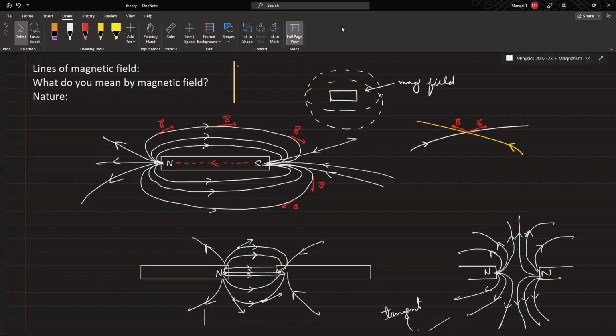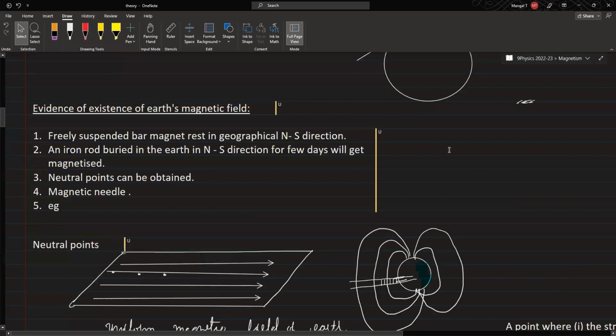Okay, we move ahead. The next topic is evidence of Earth's magnetic field. What evidence do you have that Earth has a magnetic field? Number one, a freely suspended bar magnet always points in the north-south direction, which is evidence for Earth's magnetic field. If you bury an iron rod inside the ground for a few days in the north-south direction, that iron rod gets magnetized. That is evidence that Earth has a magnetic field. The fact that bar magnets show neutral points is evidence that Earth has a magnetic field. And yes, a magnetic compass needle pointing in north-south is another evidence that Earth has a magnetic field.